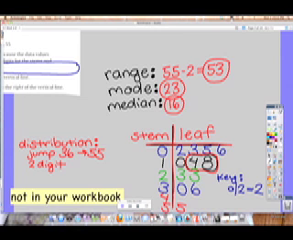Last one. This one is messy. Not so much messy as in it takes some work. Last one. Mean. Does anybody know how to find the mean? Lauren, how do you do it? It's the average. How do you find the average though? What do you think, Joey? You have to add up all the numbers and then divide it by however many there are. I'm going to write exactly what you said. She said add all the numbers, divide by how many numbers there are.